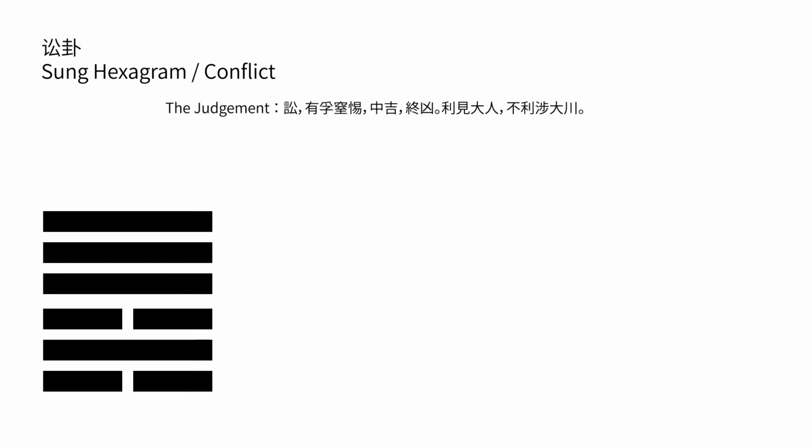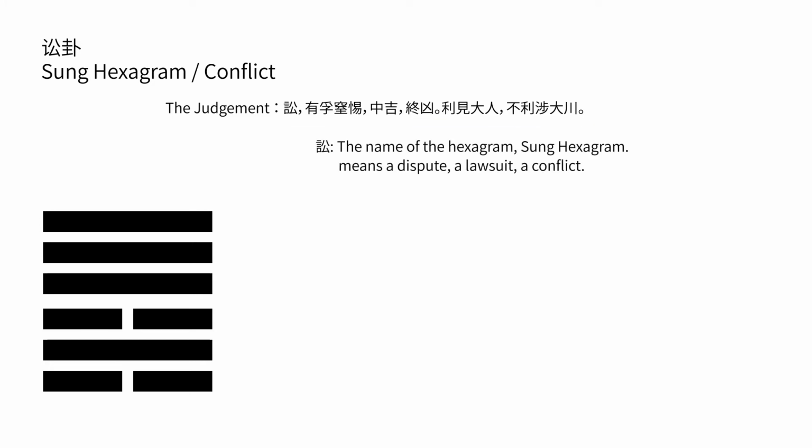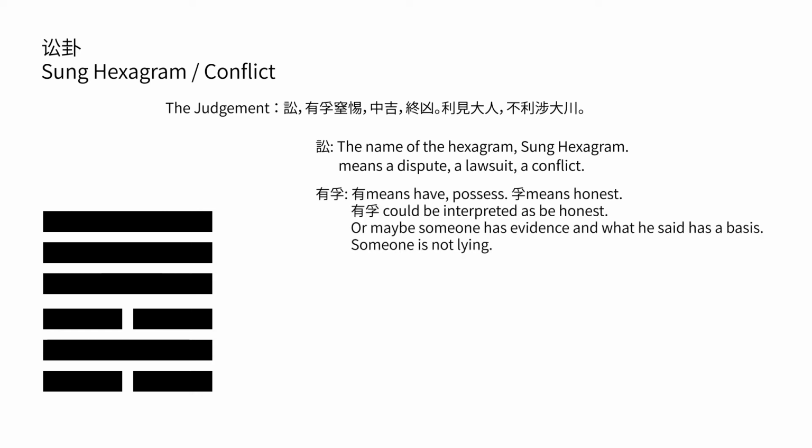The judgment of Song hexagram is: Song, 有孚窒惕, 中吉, 終凶, 利見大人, 不利涉大川. Song, the name of the hexagram, Song hexagram. Song means a dispute, a lawsuit, a conflict. 有孚, 有 means have, possess. 孚 means honest. 有孚 could be interpreted as be honest, or maybe someone has evidence and what he said has a basis. Someone is not lying.